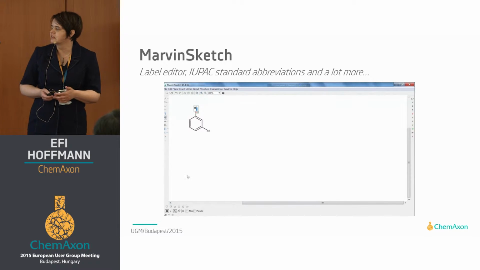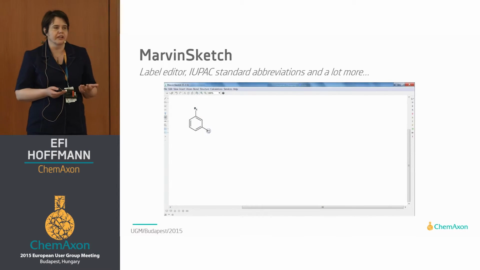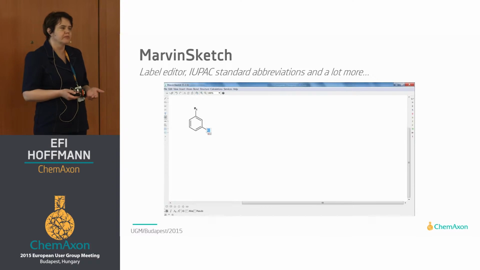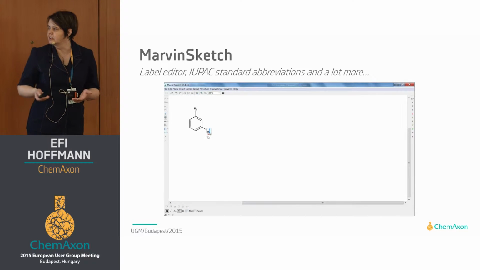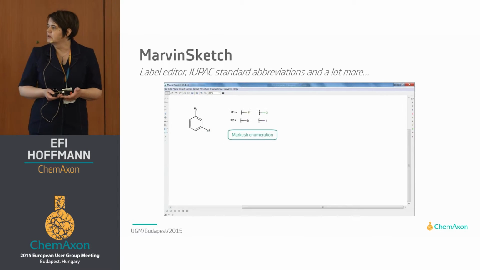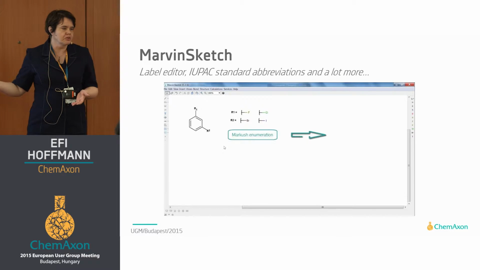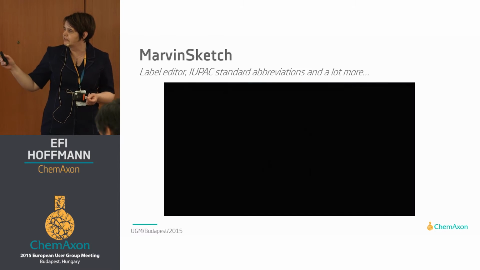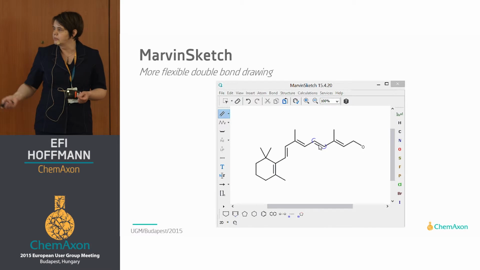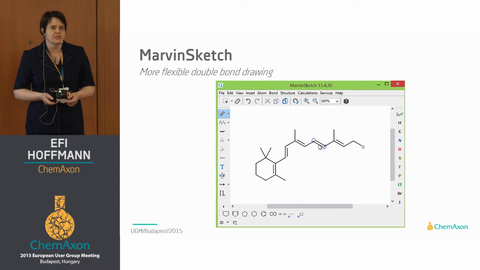But with the very same tool, you can also format, for example, R group labels and atom lists. You can also introduce homology groups and pseudoatoms, and this video shows that after that you can enumerate this atom.